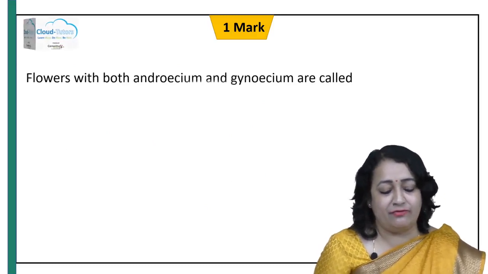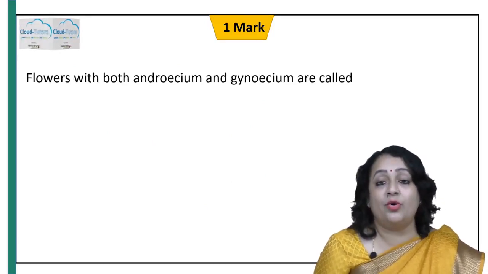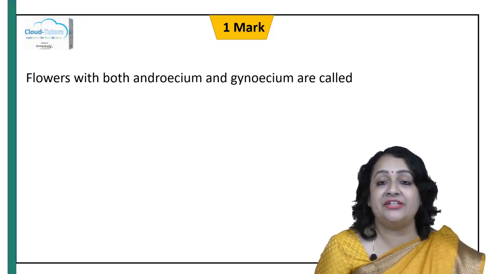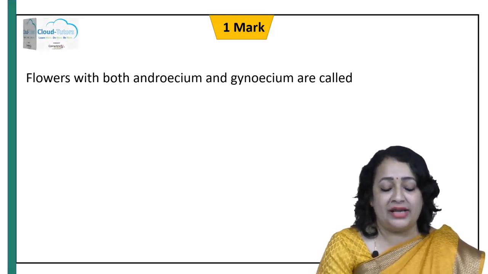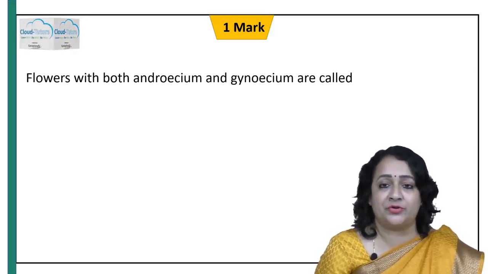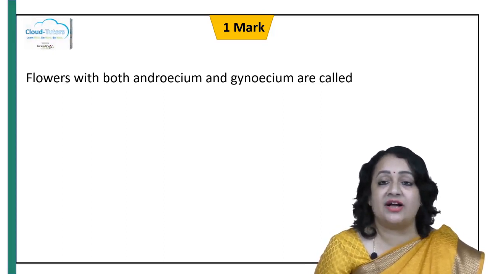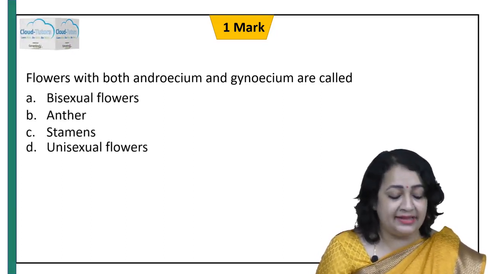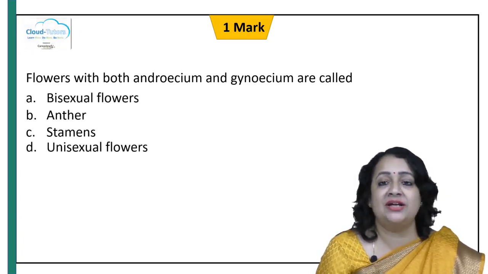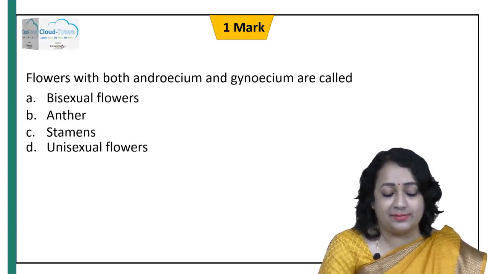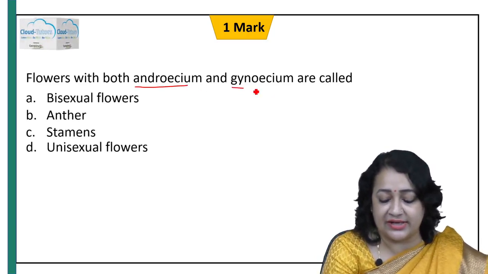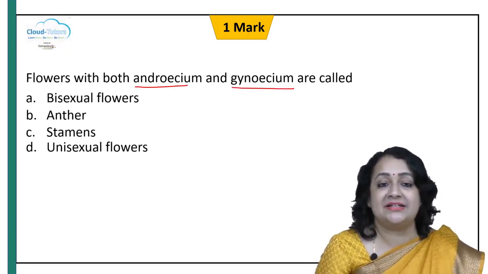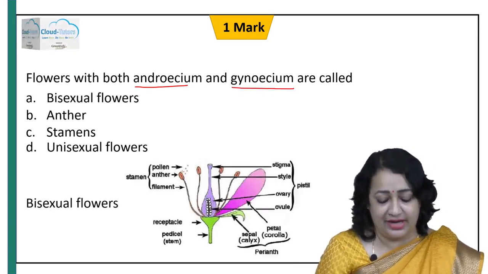Next question: flowers with both androecium and gynoecium are called. So the male part as well as the female reproductive part is present. Then such flowers are called what? Bisexual flower, anther, stamen, unisexual flower. Since both androecium as well as gynoecium are present, it is called a bisexual flower.